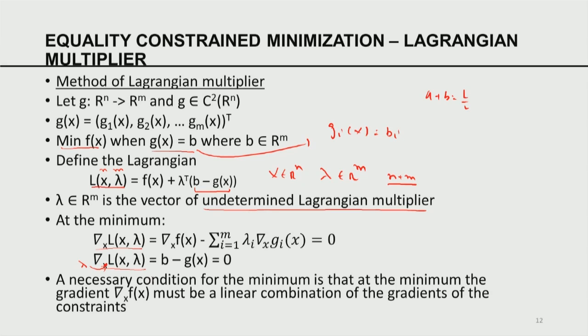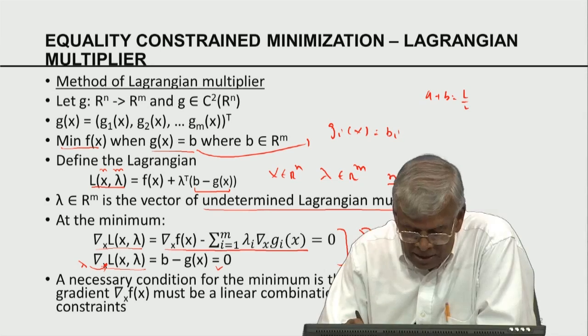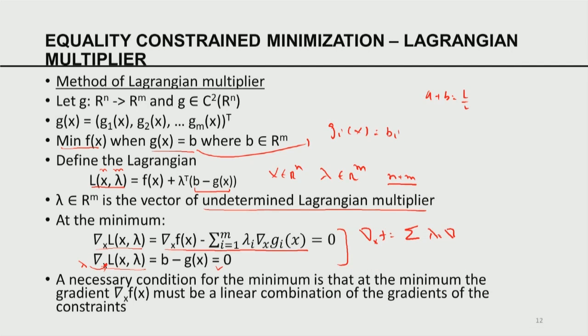So these two give you a set of necessary conditions. If b is equal to g of x, so if this constraint is satisfied, this is trivially true. So if the constraint is trivially satisfied, what does the first one say? The first one essentially tells you the gradient of f with respect to x is simply the summation of lambda i times the gradient with respect to x of gi, i equal to 1 to m. So each g has a gradient. Lambda i's are the constants. This is a linear combination of the gradients of the components of g. This equals the gradient of f of x.